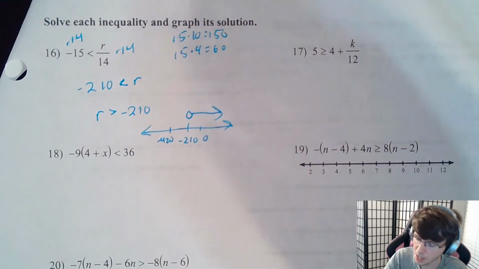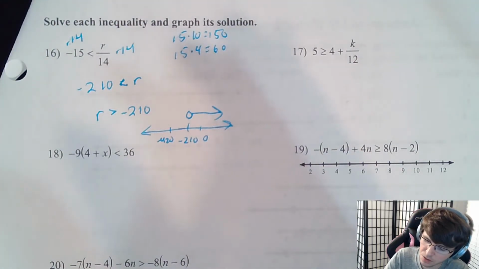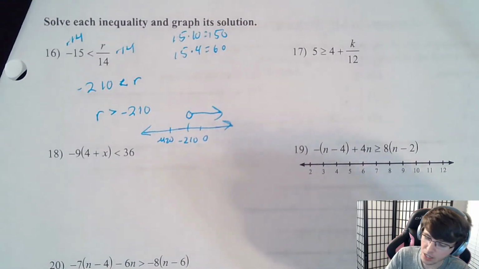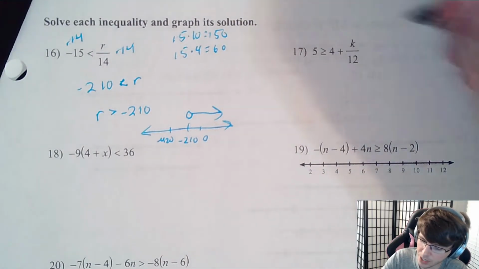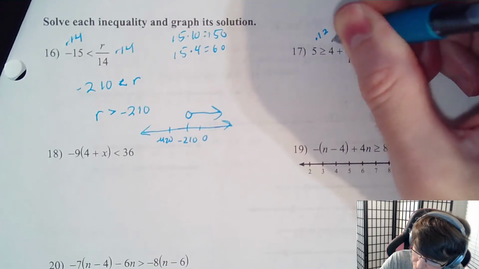Let's continue on. Number 17, we see a single fraction, and we want to get rid of those fractions if possible right away. So I'm going to multiply by that fraction, multiply by 12.